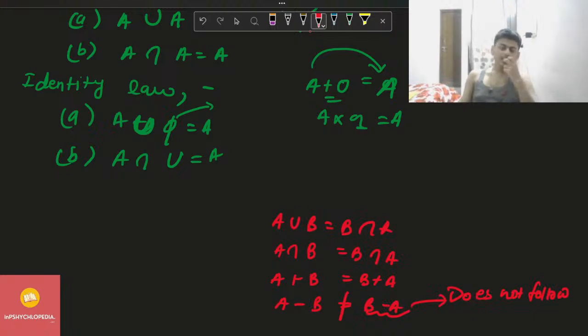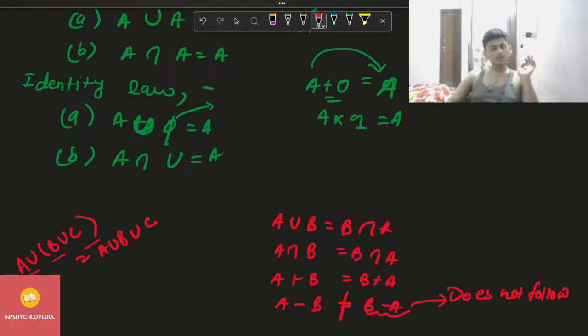So yeah, it does not follow. And then comes associative law. So associative law results are like A union (B union C) is equal to (A union B) union C, because this is nothing but we are taking everything in A, B and C. If we first take everything in B and C, and then add everything in A, it will be the same as if we take all of them together.